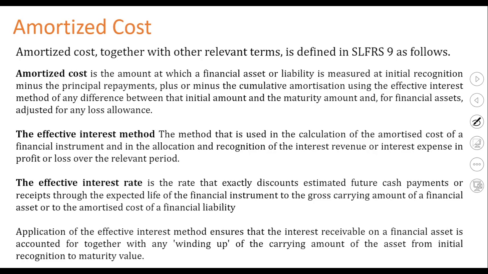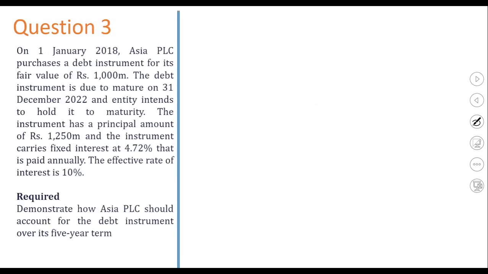So, shall we do this example? I think from this example also we can learn the same theory a little bit further. Okay, read question 3. On 1st January 2018, Asia PLC purchased a debt instrument for its fair value of 1,000 million. The debt instrument is to mature on 31st December 2022 and the entity intends to hold it to maturity, right? So one test is satisfied, the business model test: you hold it until it matures, right?